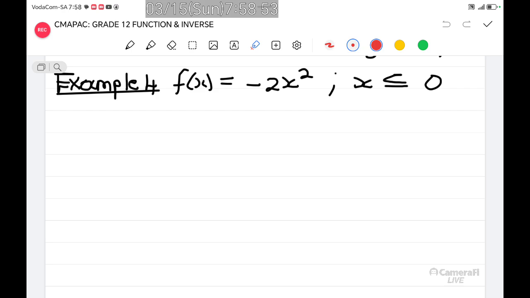Now we are doing example 4, f of x equals negative 2x squared, but it is restricted where x is less than 0. It means the domain of this function is negative infinity until 0, or x less than 0. So how do we determine the inverse?